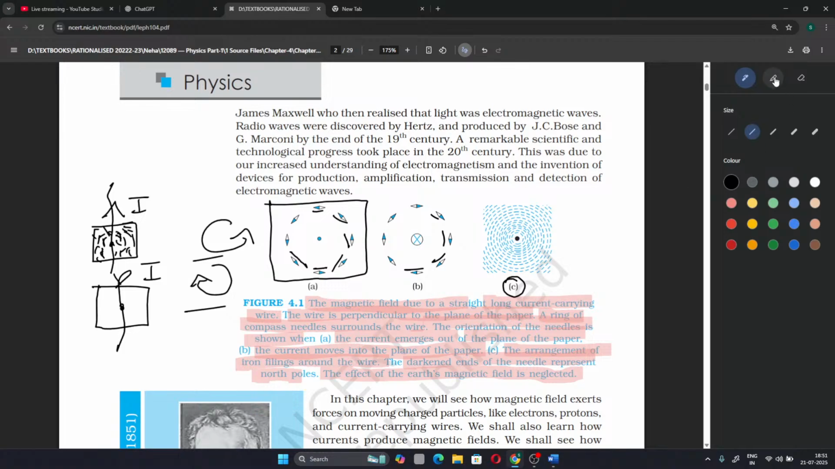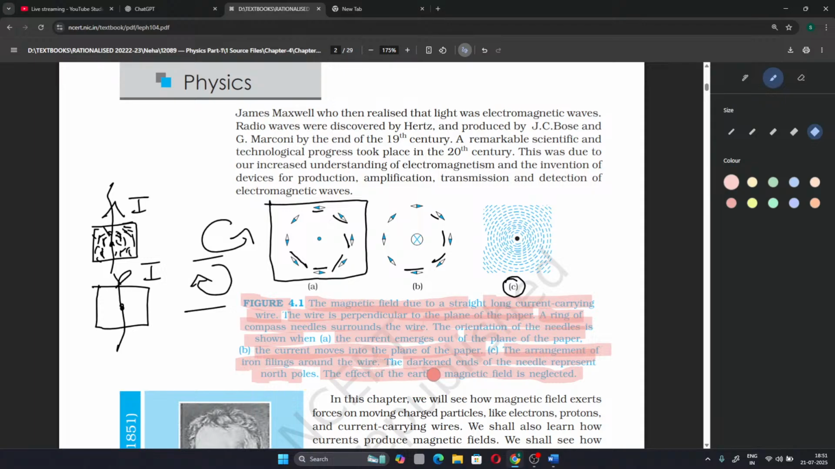Let's read this once more. Figure 4.1, the magnetic field due to a straight long current carrying wire. The wire is perpendicular to the plane of paper. A ring of compass needles surrounds the wire. The orientation of needle is shown when the current emerges out of the plane of paper and when the current moves into the plane of paper. The arrangement of iron filings around the wire. The darkened ends of the needle represent north poles. The effect of Earth's magnetic field here is neglected.